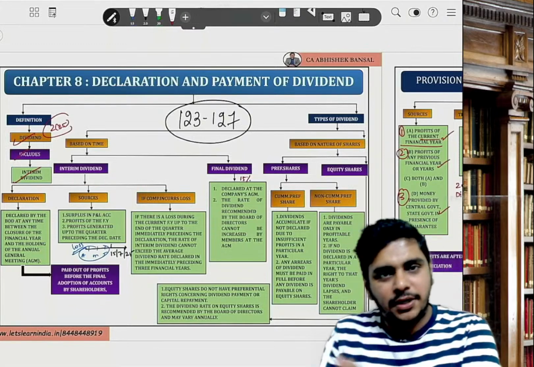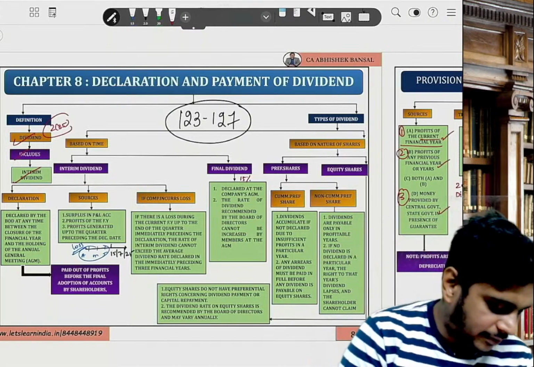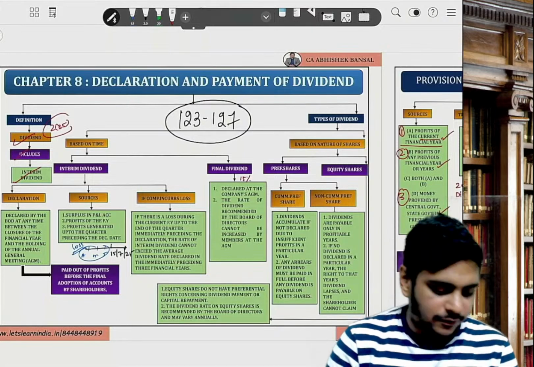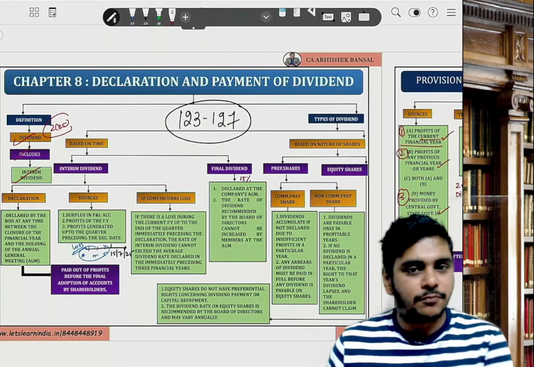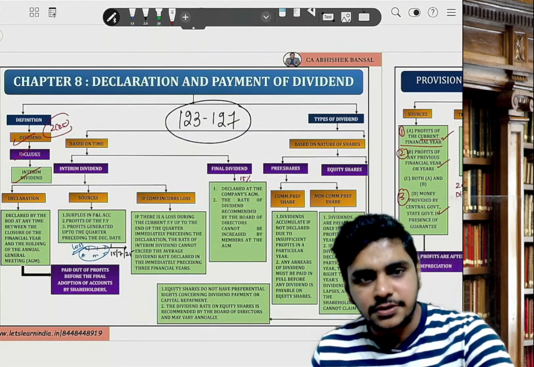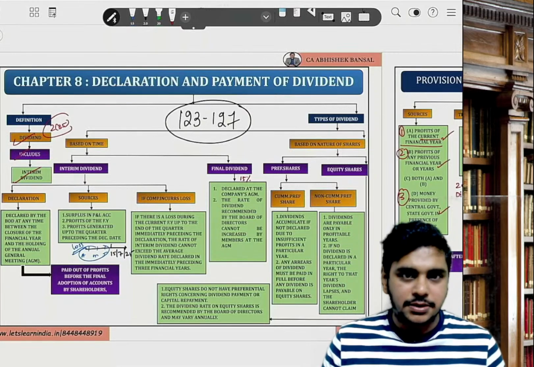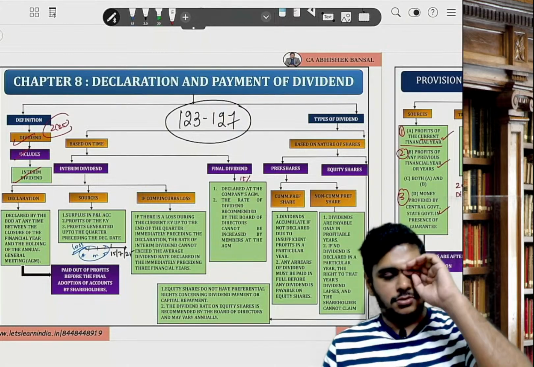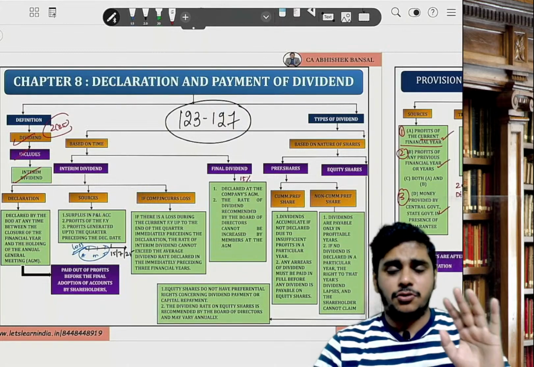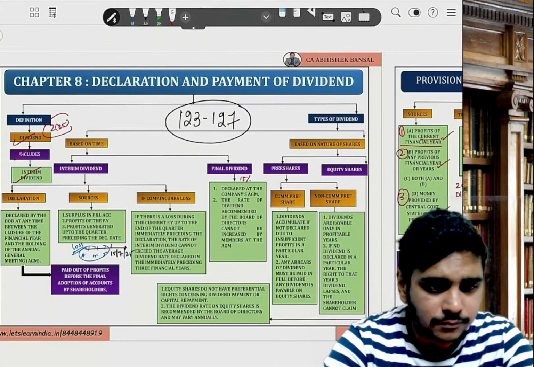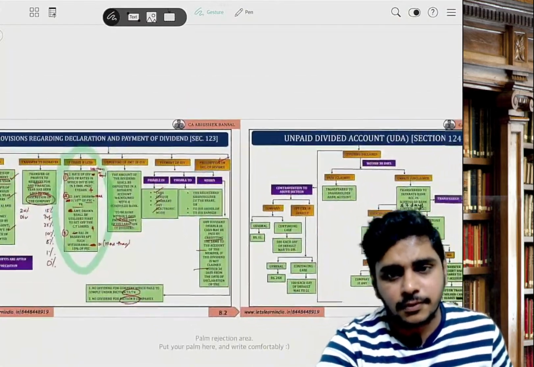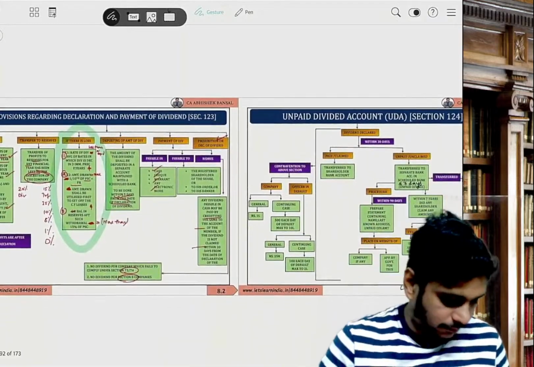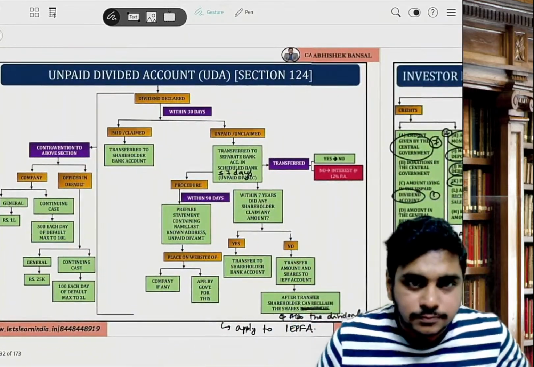So to go to the unpaid dividend account, it is 7 days. The money will be staying there for how many years? 7 years. Oops, sorry. Slide is not working. Hold on. Sorry, my mistake.